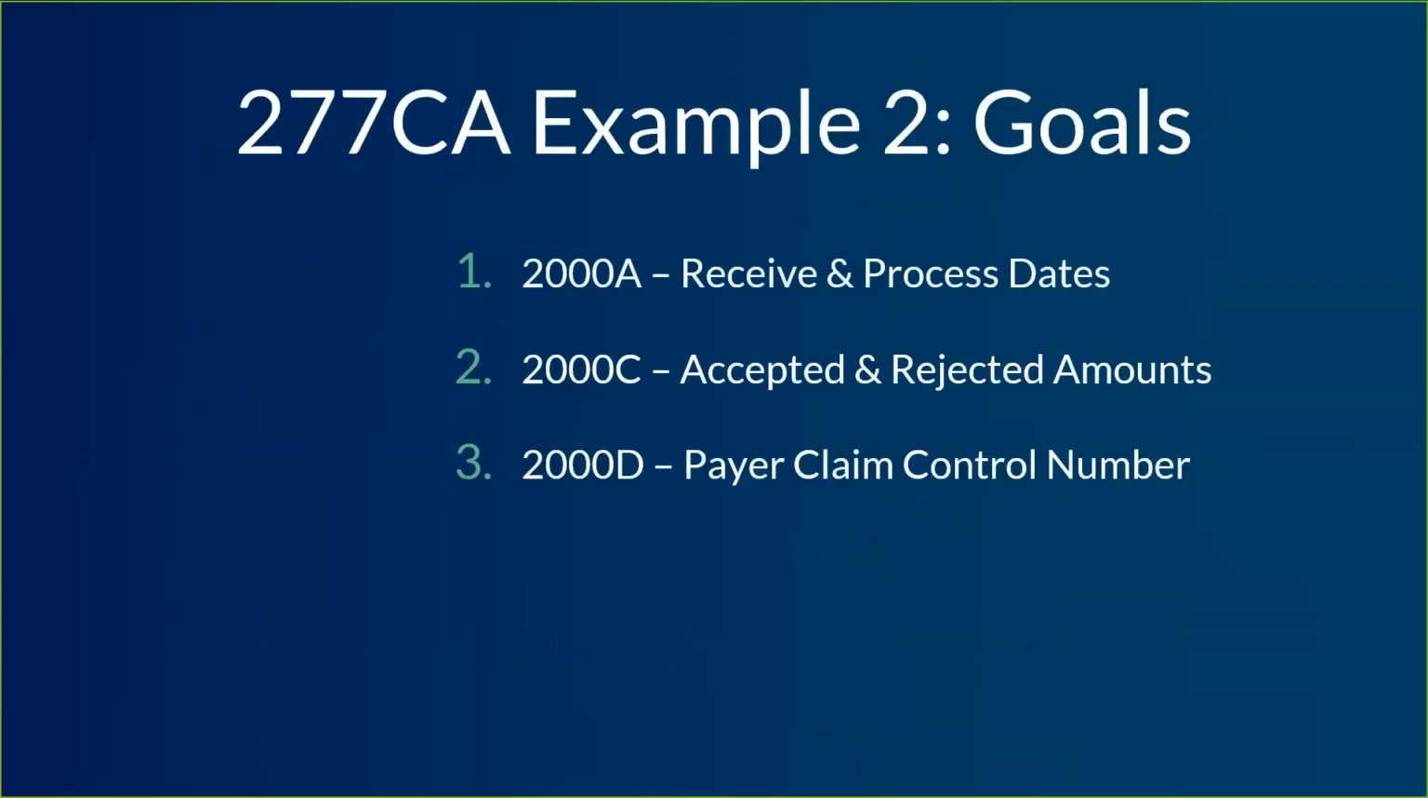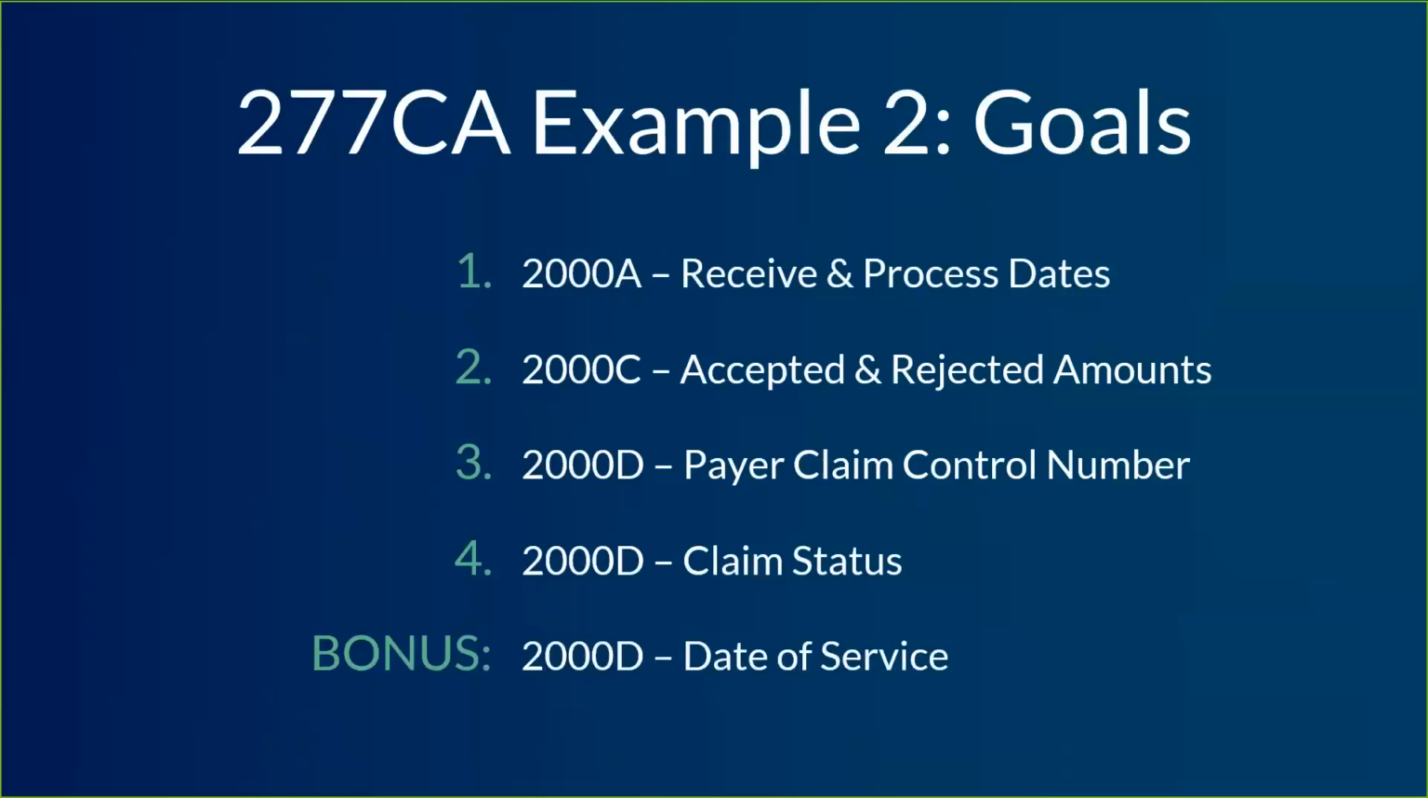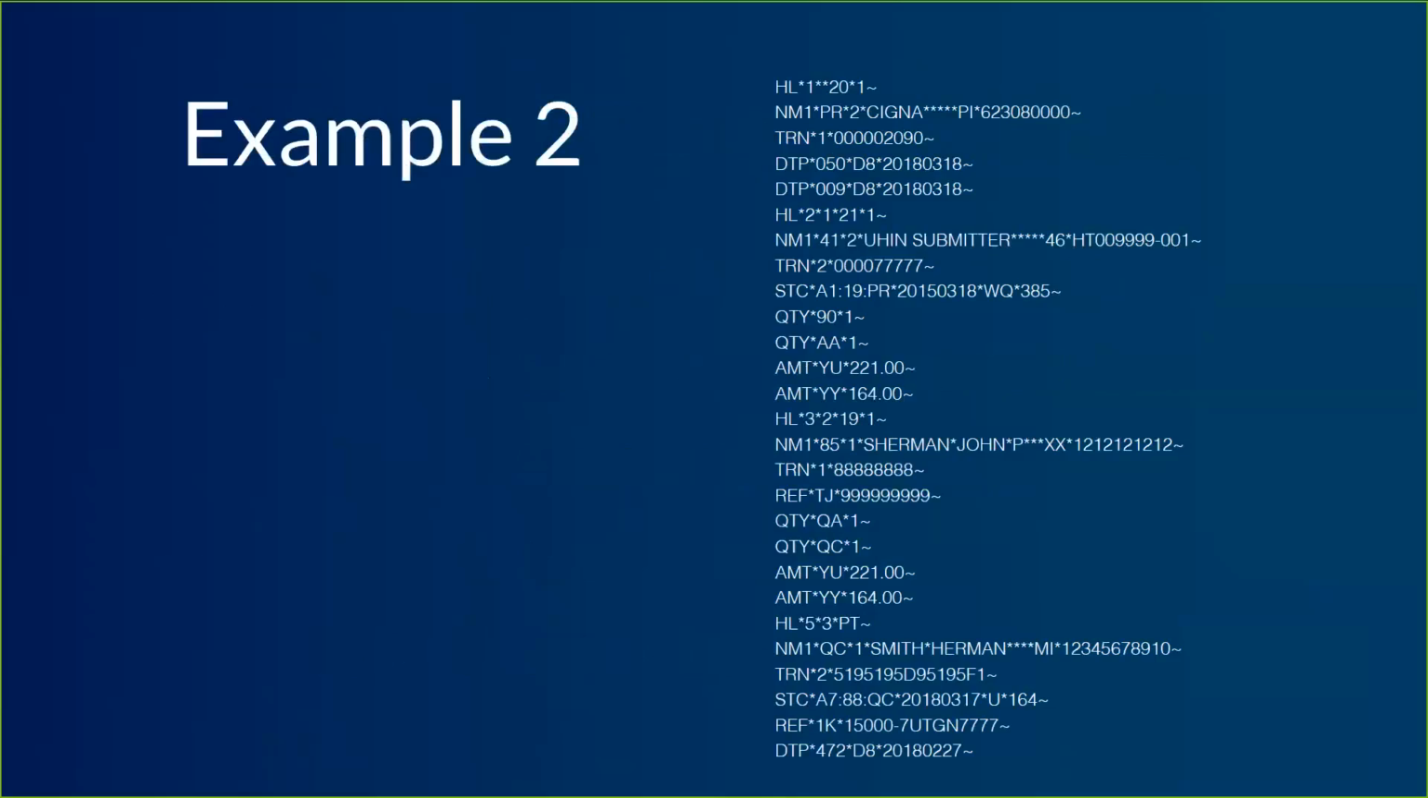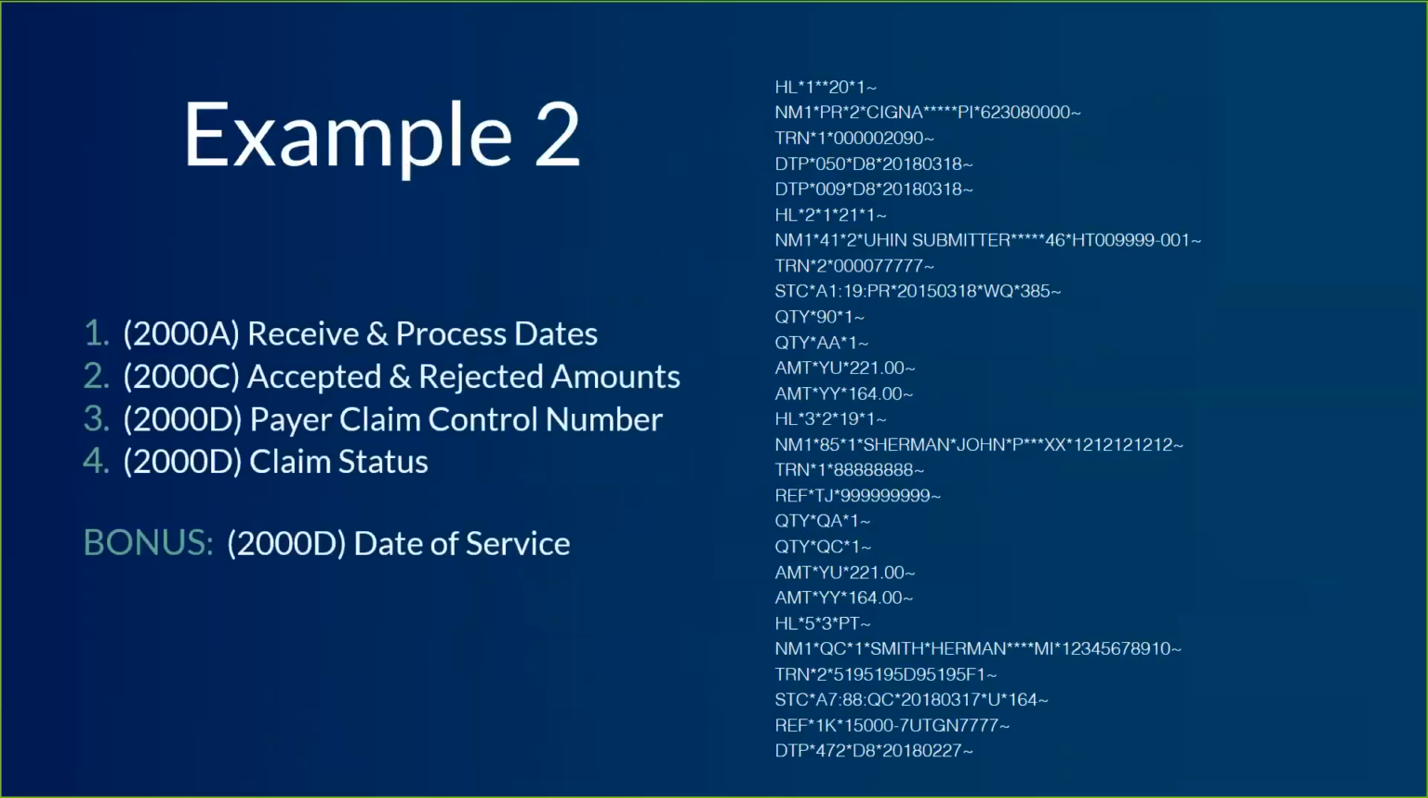Third, we're going to find the payer claim control number. This is the one that is generated by the payer for their own system. And then we're going to find the claim level status. So this is the STC in the claim or patient detail level. The bonus or stretch goal on this one is to find the date of service in that 2000D level. So here you go. We're going to take about another minute, and I've got your goals here on the left.